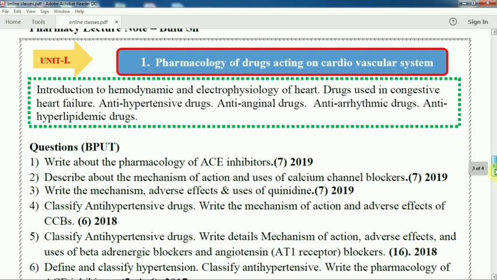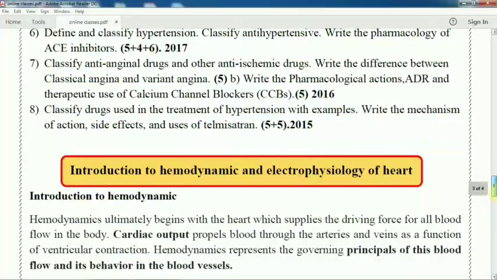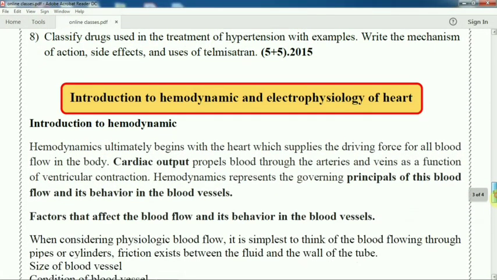So today we are going to discuss the introduction part: introduction to hemodynamics and electrophysiology of the heart. Let us discuss hemodynamics. Hemodynamics ultimately begins with the heart, which supplies the driving force of all the flow in the body.